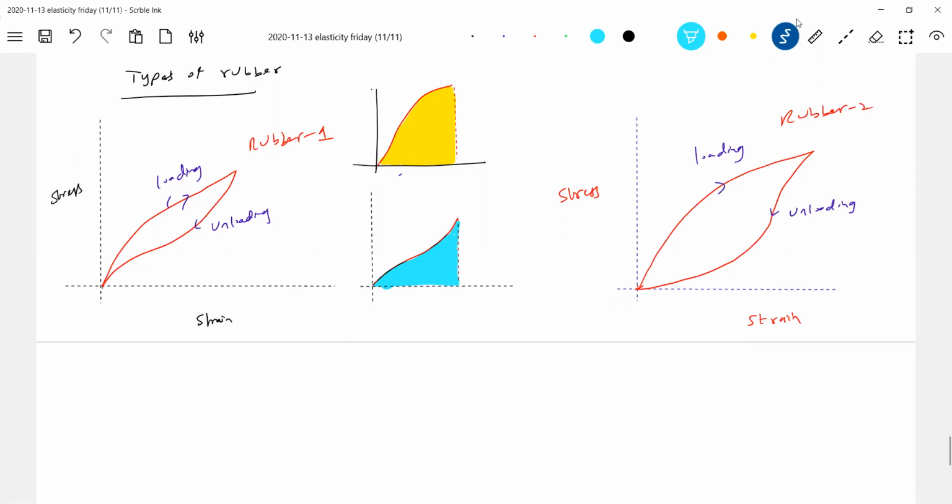This is during loading. We'll put a double arrow. This is like this. Now this will be area A1, A2. Which area will be more? I think definitely A1 greater than A2.